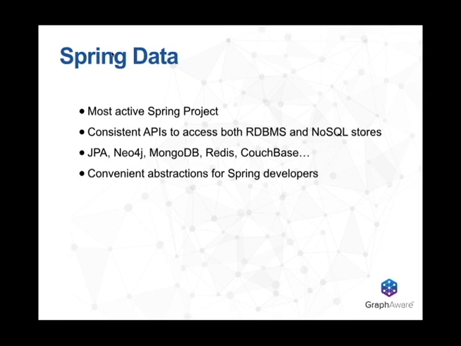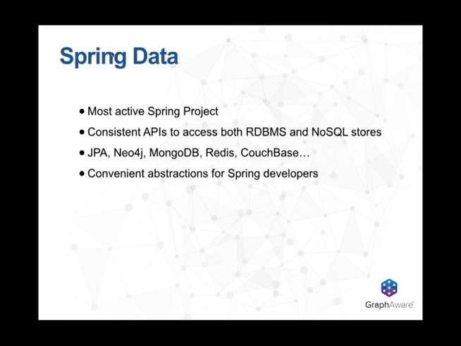Now, Spring Data was set up originally to try and address the problem of the impedance mismatch between different types of data stores and the way that programmers and developers want to work with their domain models. It is the most active Spring project, has the most commits to it, and supports a large number of different database models now: JPA, almost all of JPA, Neo4j obviously, but also document stores and key-value stores like Redis.